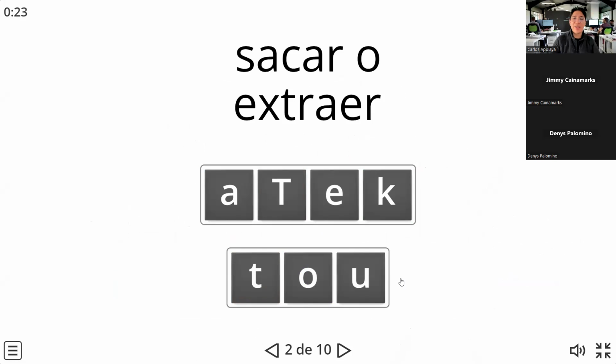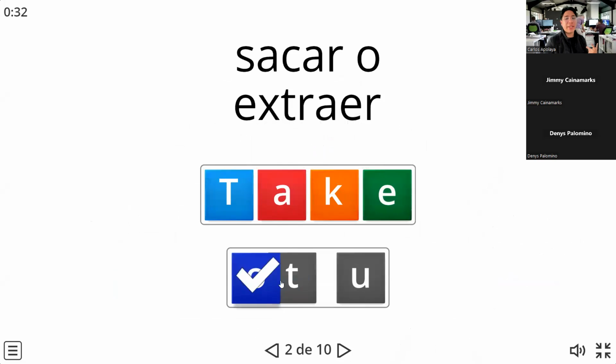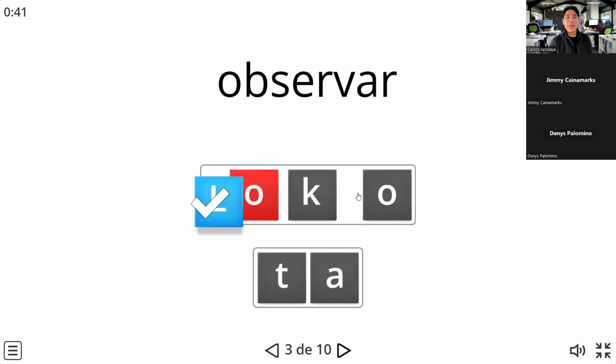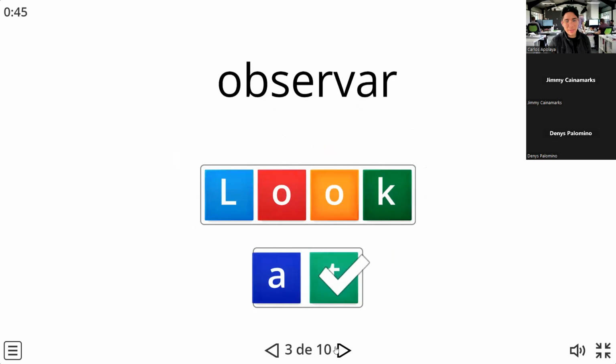Sacar o extraer. Do you remember? Pull out, or take out. Pull or take out or extract. Don't forget. Next, observar. We need to observe, or look at. That's amazing. Look at.